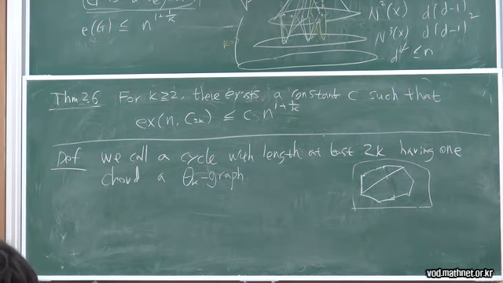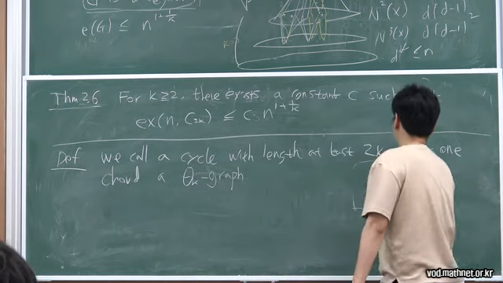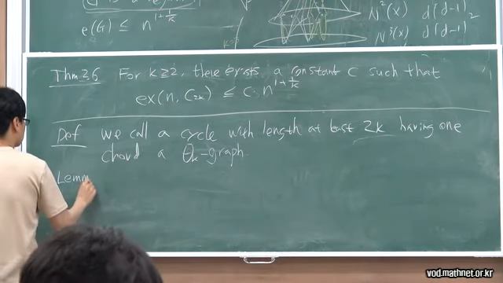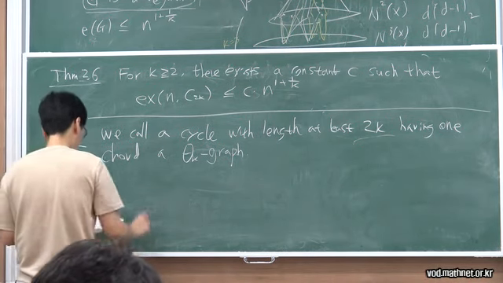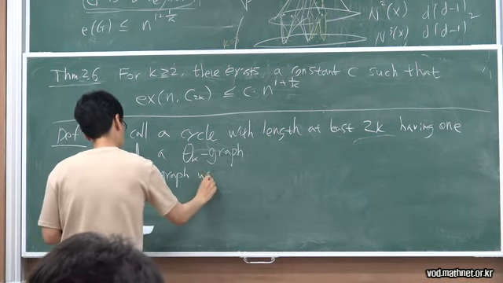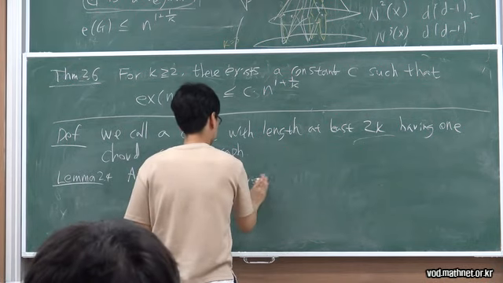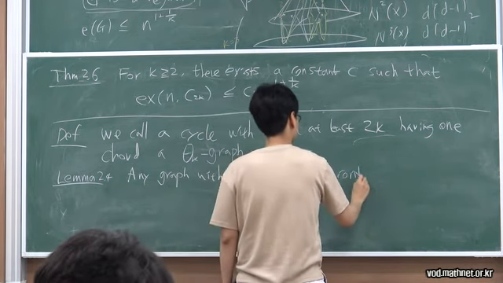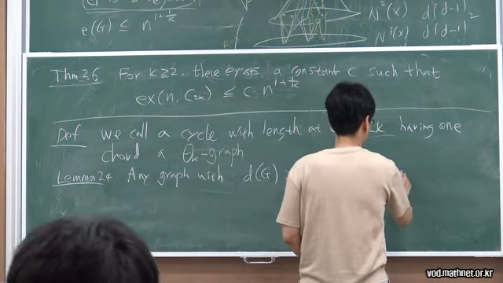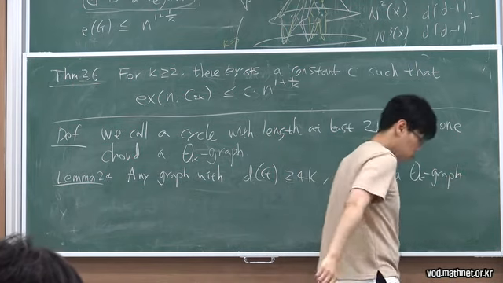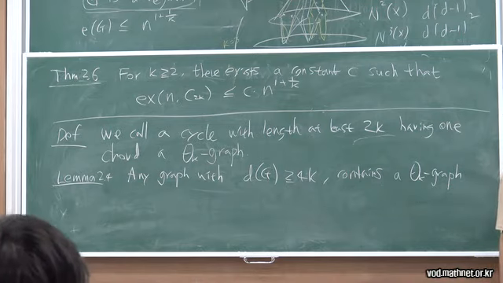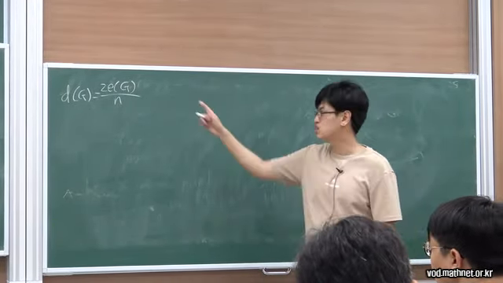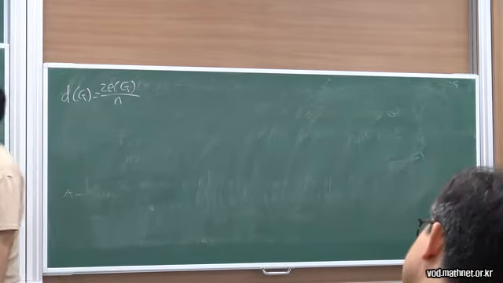For that, we need to prove two lemmas. First is regarding the existence of that theta graph, and second is regarding its good property. Lemma 2.4 says that any graph with average degree, say d(G), at least 4k contains a theta k graph. Here, d(G) is the average degree, which is twice e(G) over n. Twice the number of edges is the sum of all degrees; we add all the degrees and take the average, and that's the average degree.